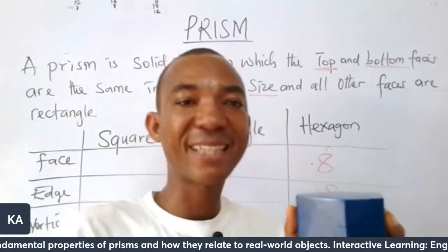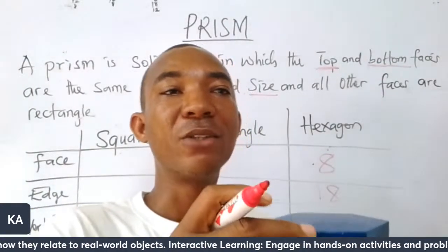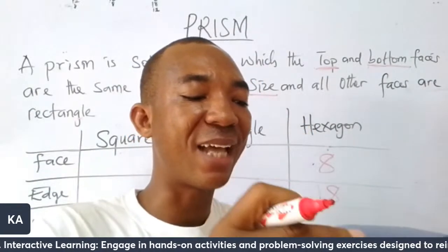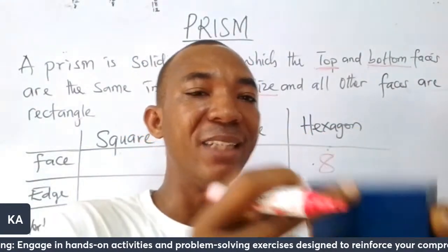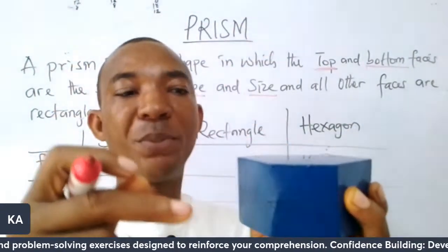We said a vertex is a corner or a place where two or more edges meet. So that means when we look at this one, this is an edge, this is also an edge, this is also an edge. This place is a what? A vertex. So how many vertices do we have in a hexagon prism?